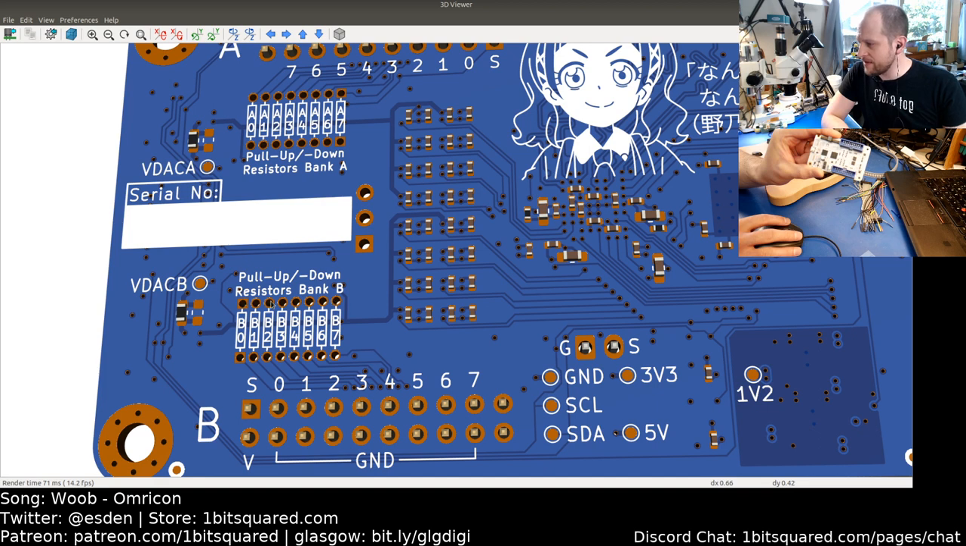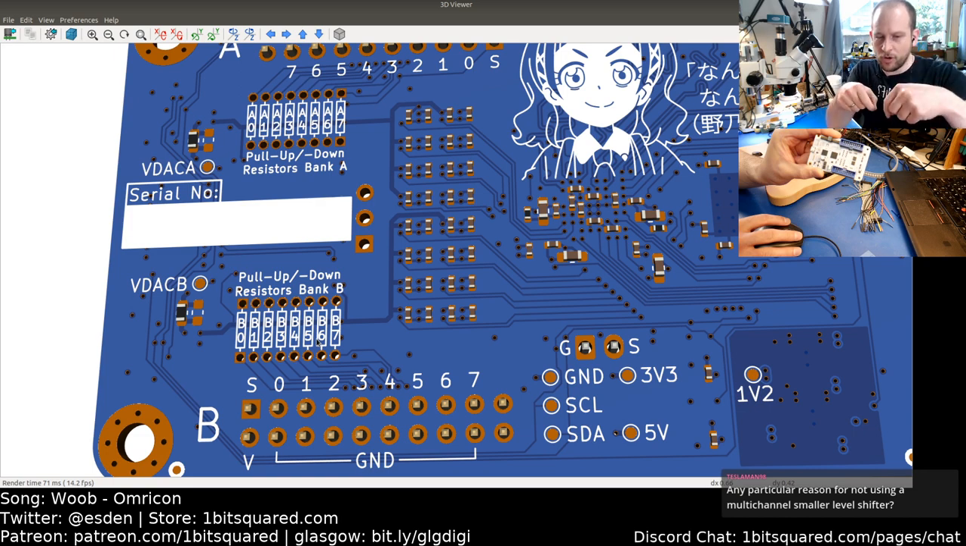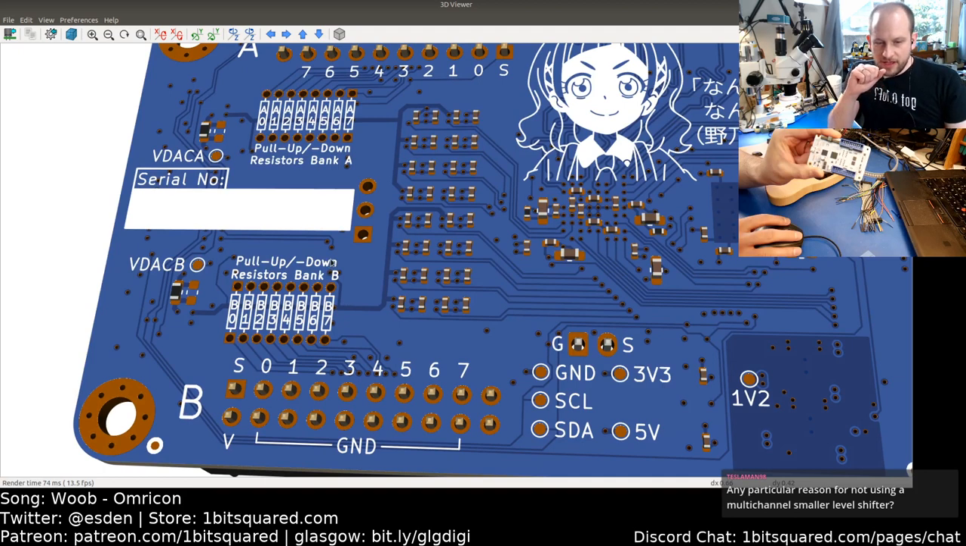And these connectors, actually, I am thinking of trying to populate those, because it is nice to lower the resistance of the pull-up, pull-down by putting in a resistor parallel to the 10K resistors. So, smaller multi-channel level shifter.